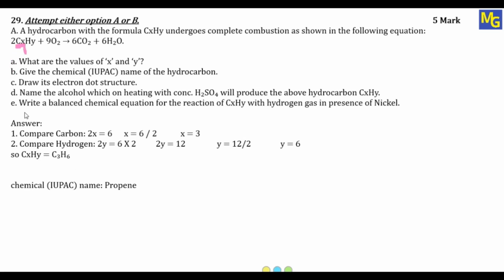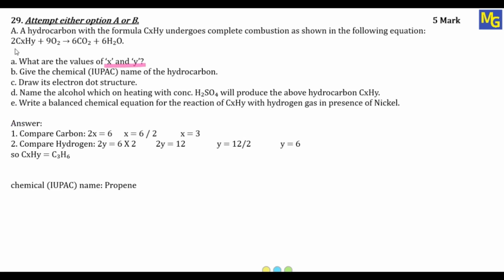Now for such type of questions, you have to read the textbook. Actually these questions are from the textbook itself, but the asking pattern is a little bit different. So if you read the textbook chapter, then answering such questions will be very easy. So we will start the answer. Question number 1. What are the values of x and y?